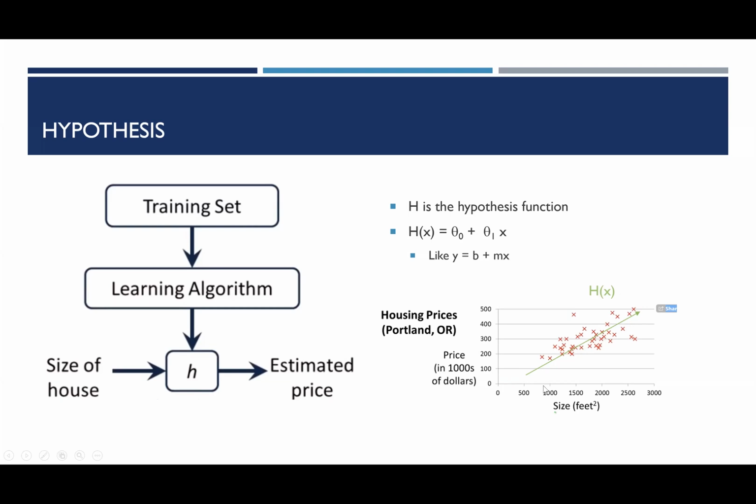So you would be able to essentially say, if my house is about in between 500 and 1000 square feet, so like 750 square feet, you'd be able to go up to this green line and show that the price should be about $100,000.